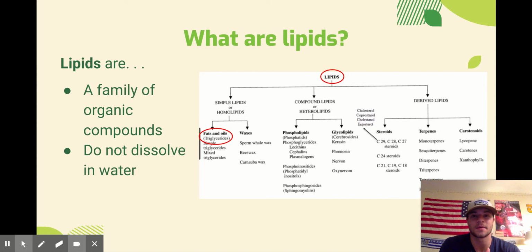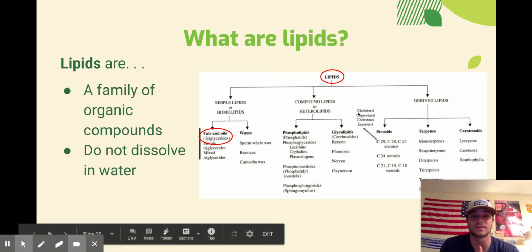What's going on, guys? Today I'm going to be introducing lipids. First off, what are lipids? And as you can see in this diagram, there are a bunch of lipids, like a bunch of them. Okay, so what connects all of these together?